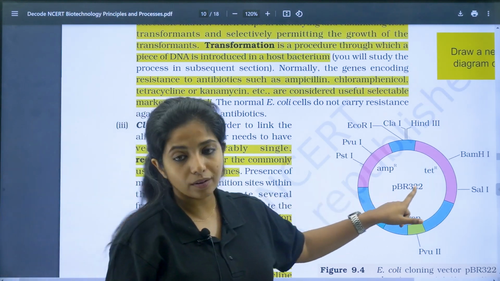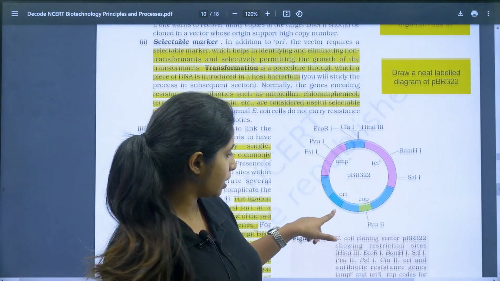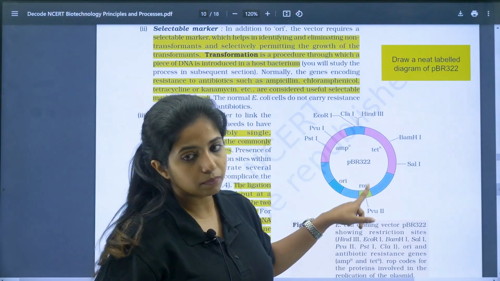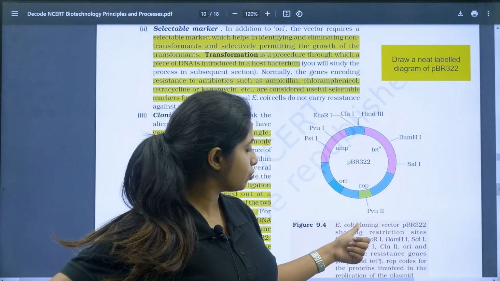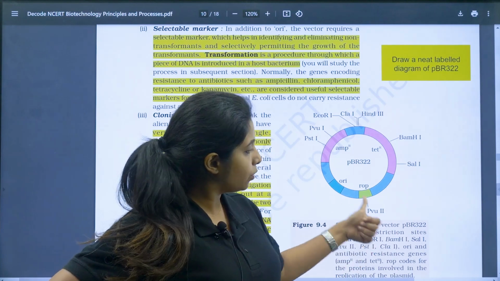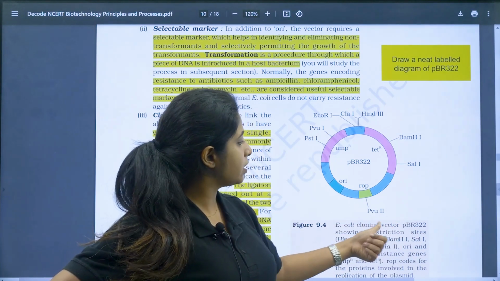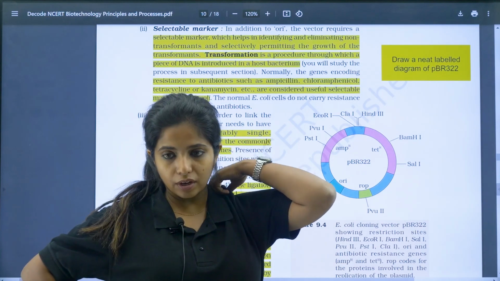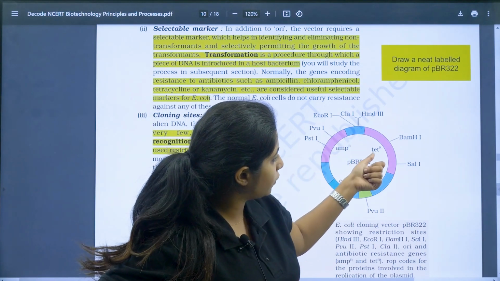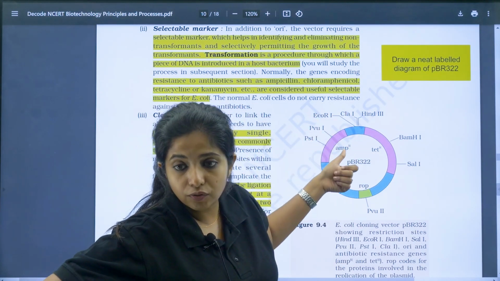So this is pBR322, my dear children. E. coli has this vector. E. coli cloning vector pBR322 showing restriction sites. These are the restriction sites. So listen to me very carefully. Over here, this is a restriction site for tetracycline. This is the restriction site for ampicillin.